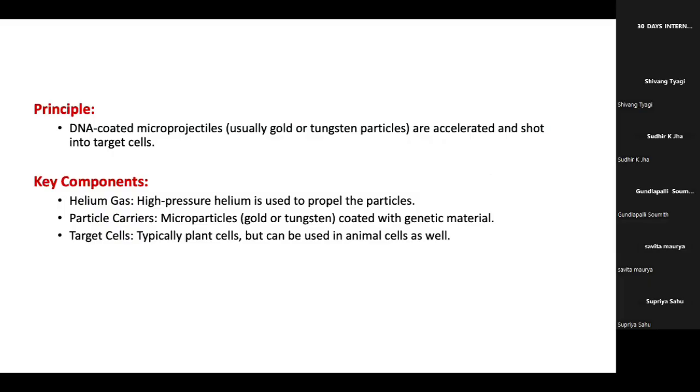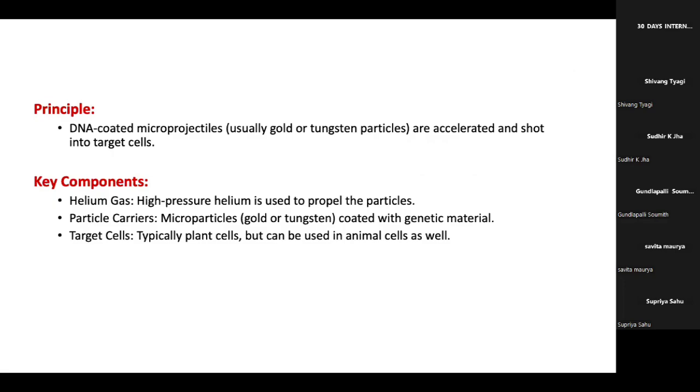So, what is the principle of the ballistic method of genetic transformation? Here basically what we do, DNA coated microprojectiles are accelerated and then targeted on the target cells. We will see in detail in subsequent slides. A few major components of this ballistic method are helium gas, then particle carriers, which are the microprojectiles.